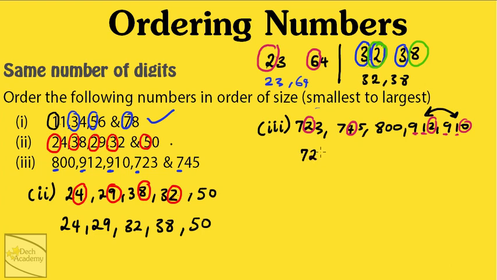So our final list is 723, 745, 800, 910, and 912. So as you can see, the first digits increase, and then in cases where two numbers have the same first digit, the second digits increase. For cases where both numbers have the same first digit and the same second digit, the third digits go from small to larger.